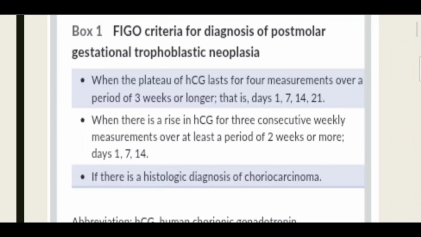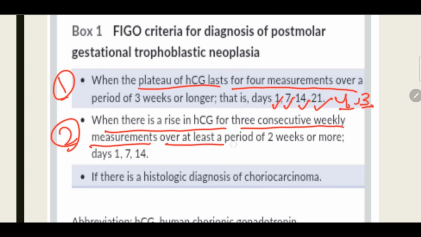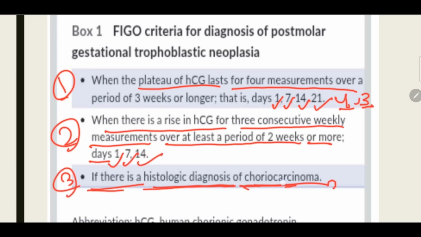So what is the FIGO criteria for diagnosis of post-molar gestational trophoblastic neoplasia? First one is when the plateau of hCG lasts for 4 measurements over a period of 3 weeks or longer, that is on day 1, 7, 14 and 21. Second is when there is a rise in hCG for 3 consecutive weekly measurements over at least a period of 2 weeks or more, that is on days 1, 7, 14. Third, if there is a histologic diagnosis of choriocarcinoma. This is the FIGO criteria for diagnosis of post-molar GTN.